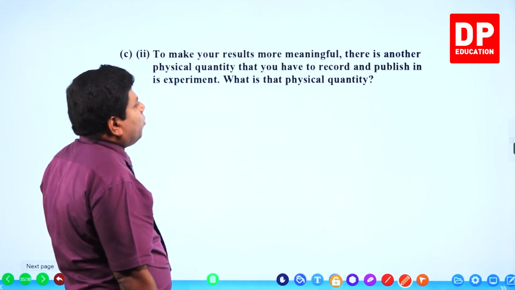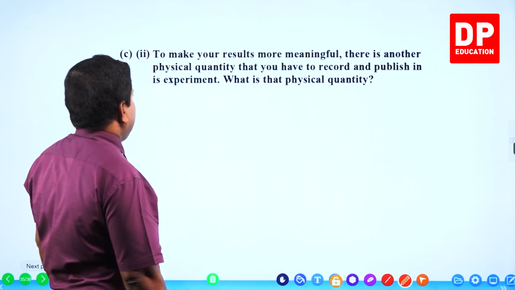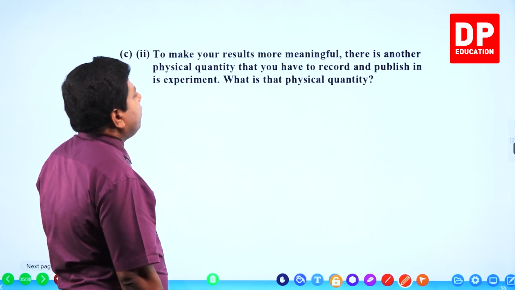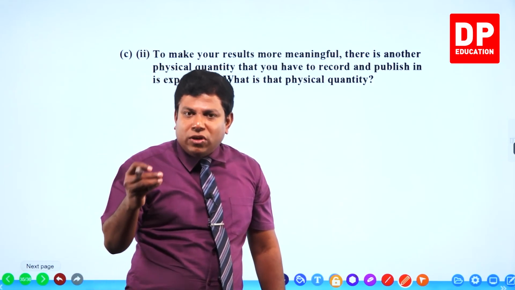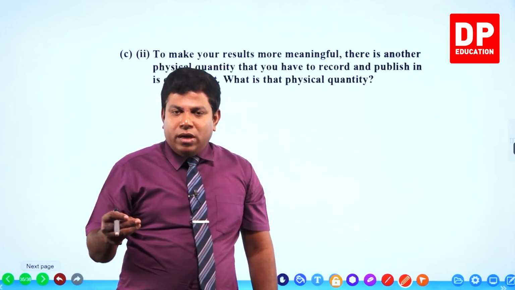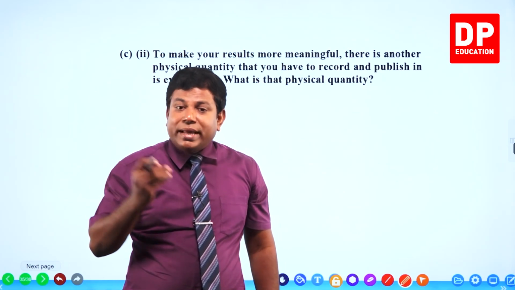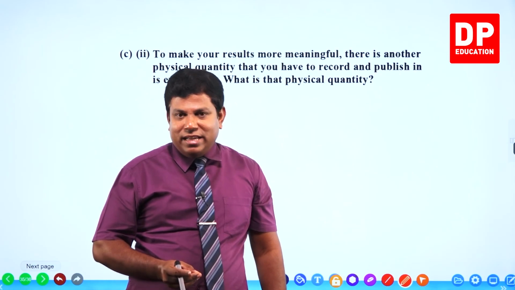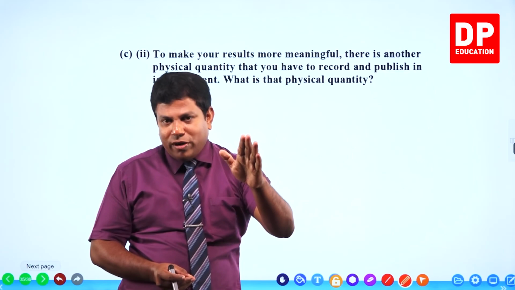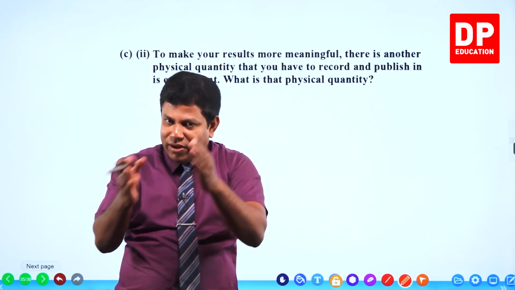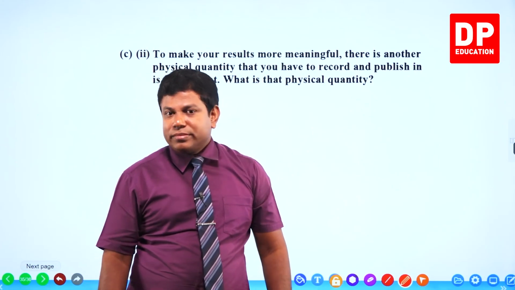To make your results more meaningful, there is another physical quantity that you have to record and publish in this experiment. What is that physical quantity? You are finding the velocity of sound, right? Velocity of sound is related to the temperature as well, right? So when you are doing this experiment, on a separate note you have to say, when I did this experiment, I got velocity like this, okay. I did this experiment at this temperature.